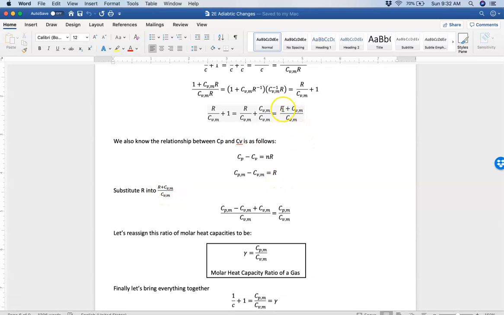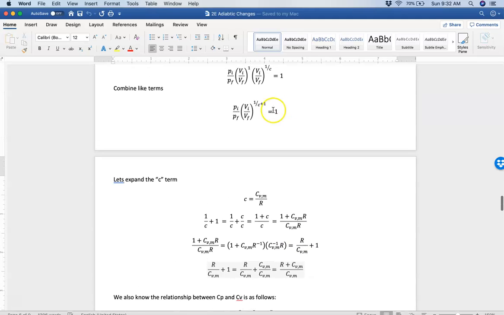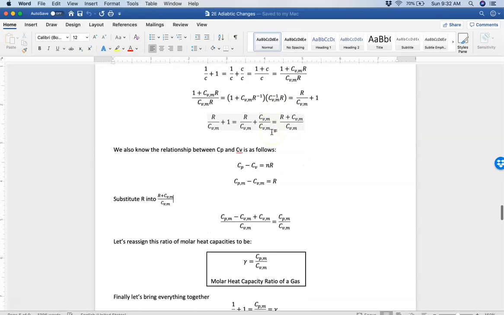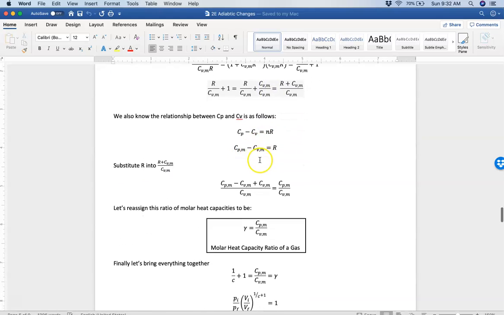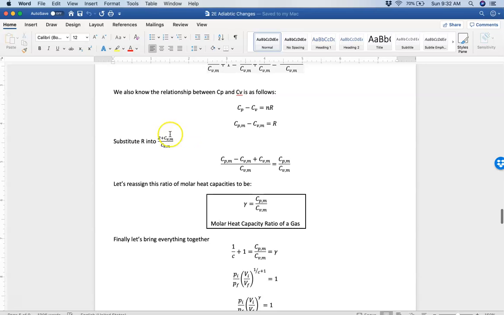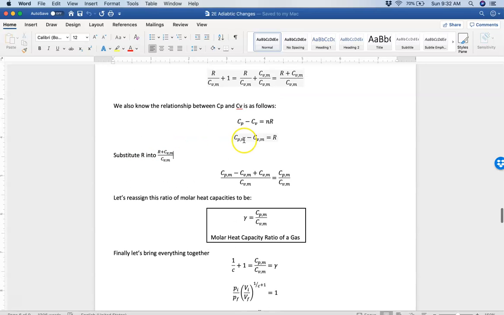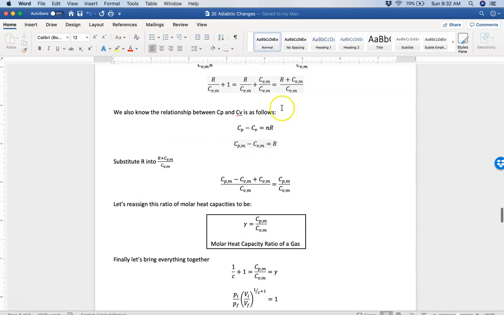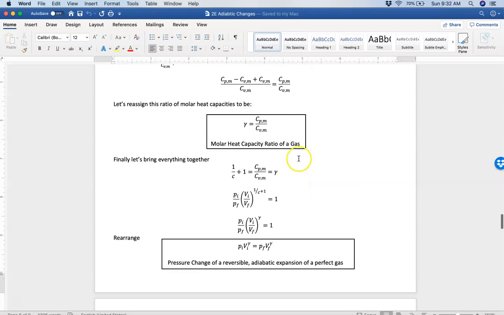So now we have an equation for R here. We have an equation up here that has R in it, which is actually the exponent. If we go all the way back, that's up here. So I'm substituting that in. So what we're going to do is substitute R, which is CPM minus CVM, into this. So that's what we see here. This used to be R. So now it becomes CPM minus CVM plus CVM divided by CVM. These two will cancel. This leaves us with the ratio of the heat capacities, CPM over CVM.